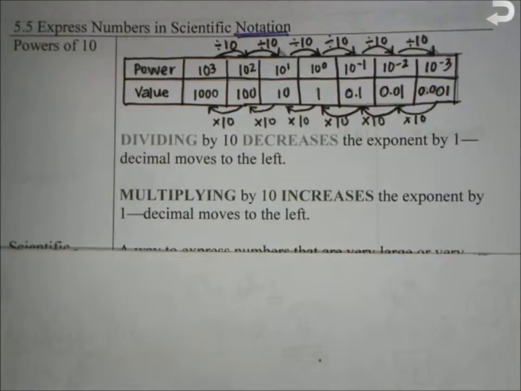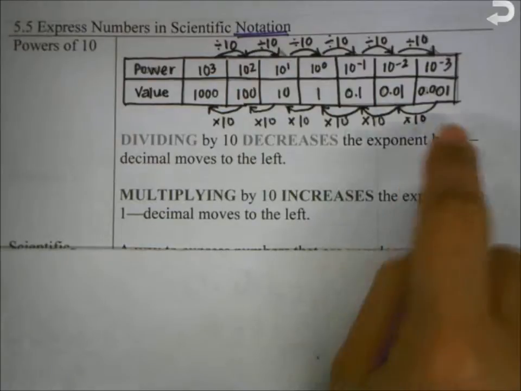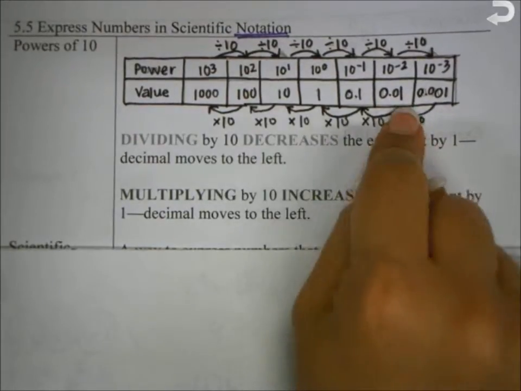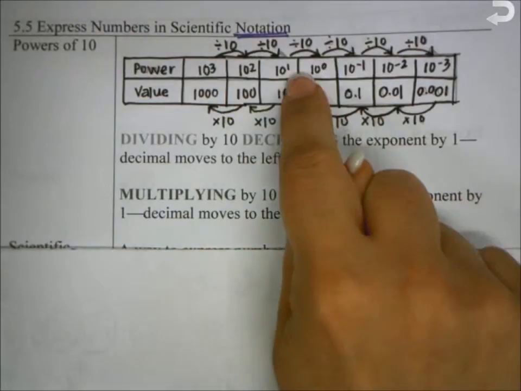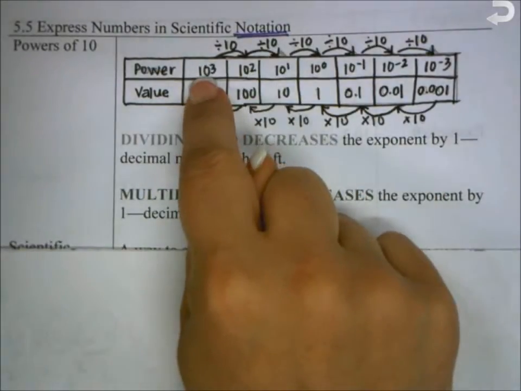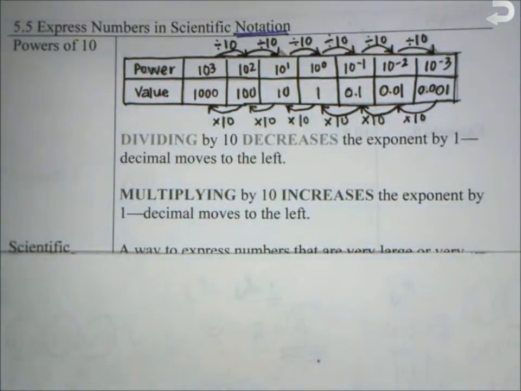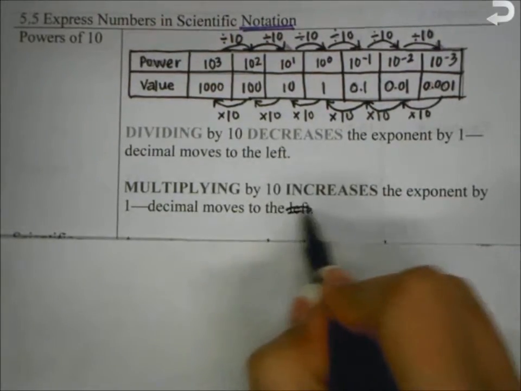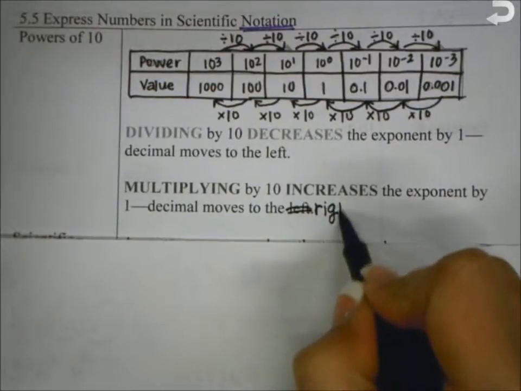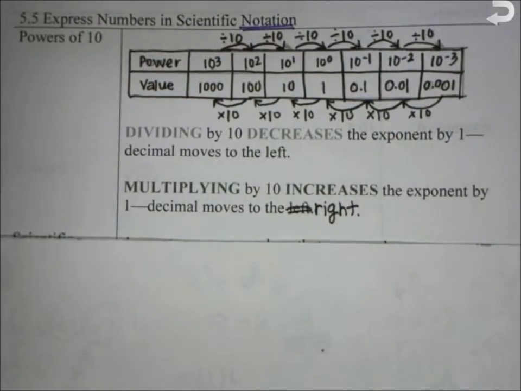If I'm multiplying, my exponent is increasing by 1. Do you guys see that? Every time I multiply by 10, my exponent increases, and my decimal moves in which direction? To the right. This says left. I'm sorry. My decimal moves to the right because my numbers are getting bigger.